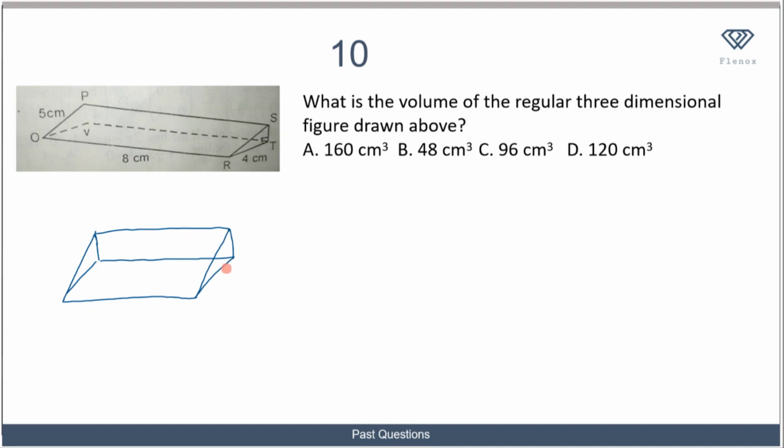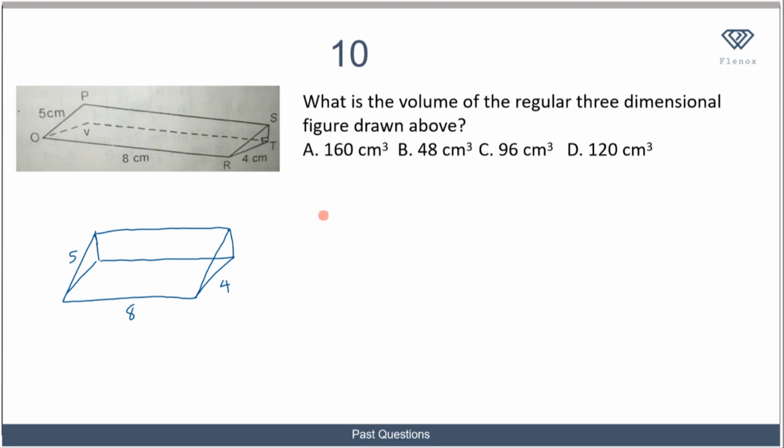So we are given that the length of here is 4. The length of this slant line over here is 5, and the length of this place over here is 8. We are told to find the volume. Now to find the volume, if you think about this, it looks like a cuboid, only that it is half of a cuboid. Now what do I mean by that?